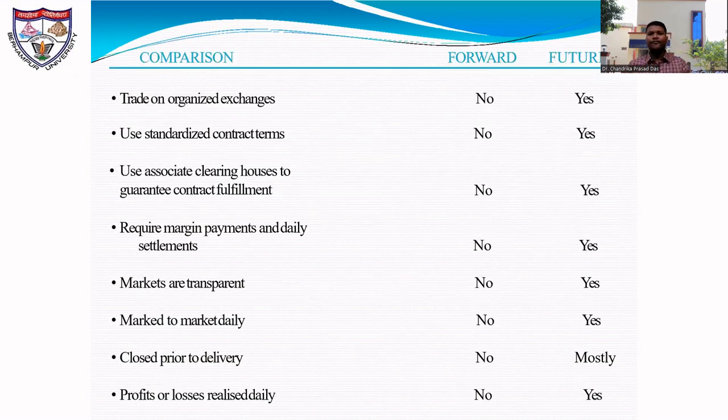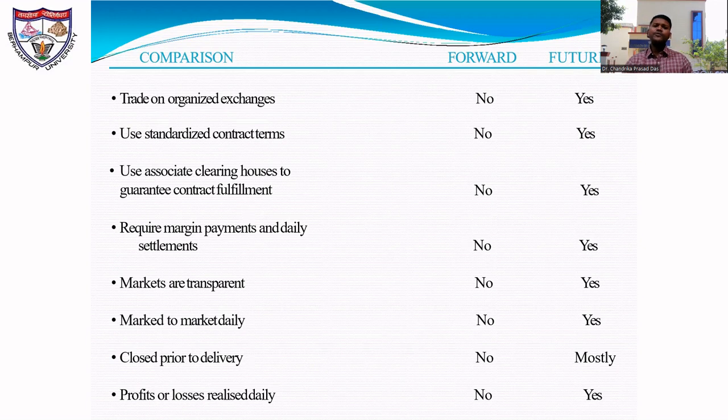If you compare the forward and future contract, then you can find the future contracts are traded on organized stock exchanges like National Stock Exchange. They are highly standardized contracts. The contract size, contract price, contract date cannot be changed. There is a clearing house. We need to deposit margin with our clearing houses. The market is very transparent. The mark to market concept is there.